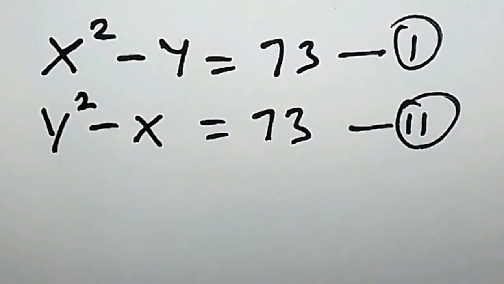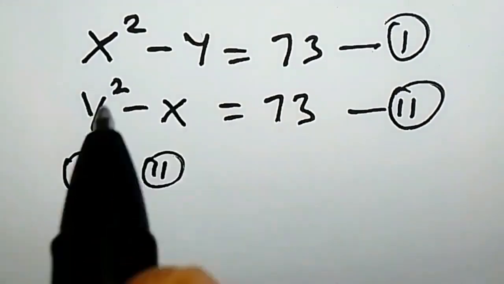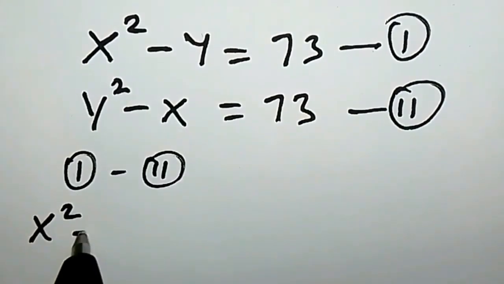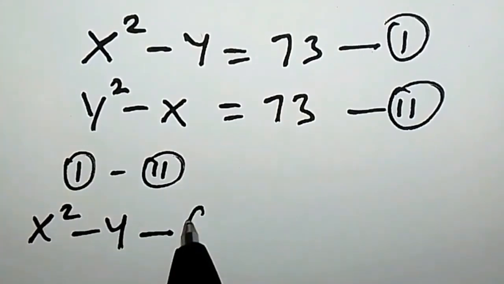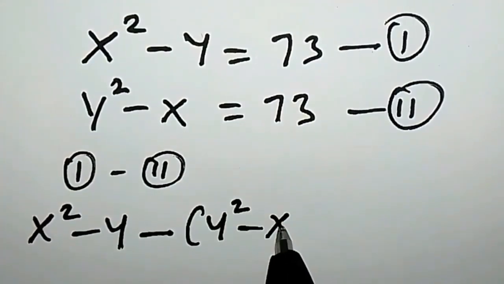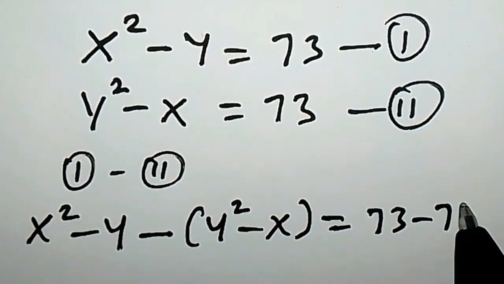The best approach to solve this equation is to subtract these. So equation 1 minus equation 2. The left hand side of equation 1 is x squared minus y, minus the left hand side of equation 2, that is y squared minus x, equal to 73 minus 73.